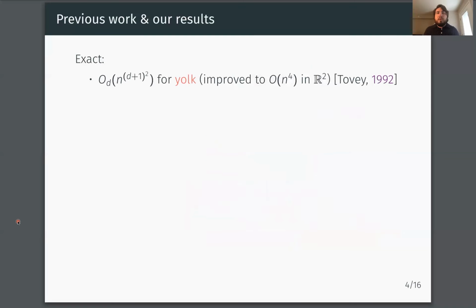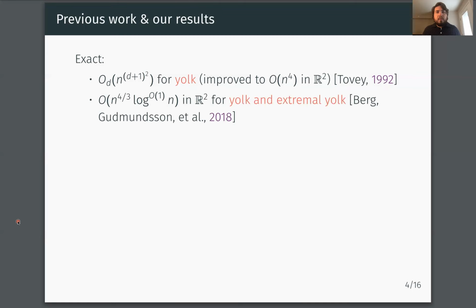So previous work for computing both the yolk and the extremal yolk. The first algorithm was by Tovey in 92, where they get an n to the (d+1)-squared time algorithm for the yolk. This is improved to n to the 4 time in the plane, but this was the only result that was known to work in higher dimensions. The other exact algorithm that was known was by de Berg et al. in 2018, where they get an n to the 4/3 polylog n time algorithm for the yolk and the extremal yolk in the plane.